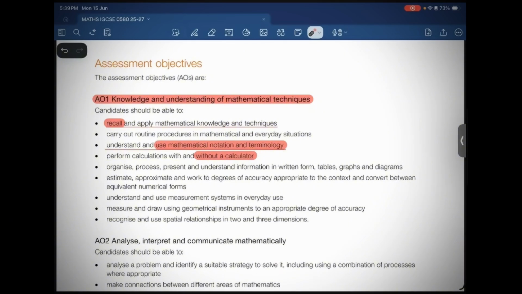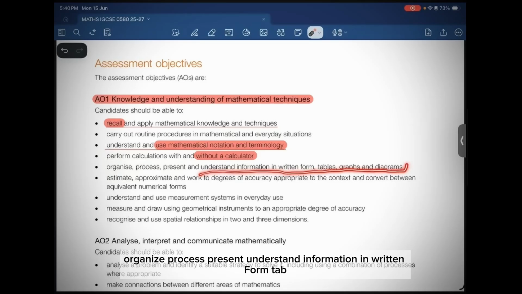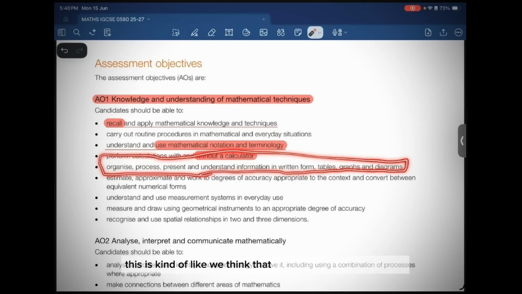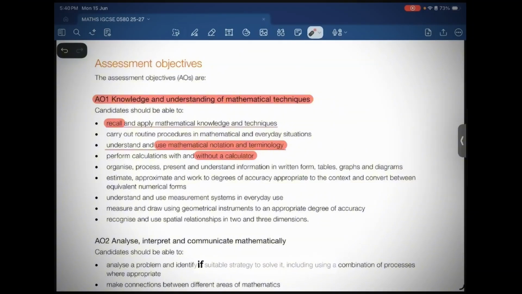Clear? Okay. Look at point number 5. Organize, process, present, understand information in written form. This is kind of like we think that you are able to process that. If a histogram is given to you, or if a table is given to you and they ask you to formulate a histogram, they'll also be expecting you to have what you may call the, what's it called? Frequency density.